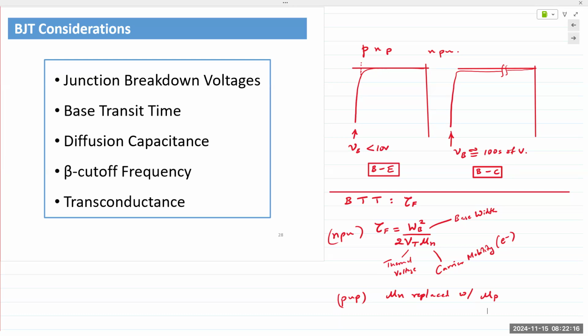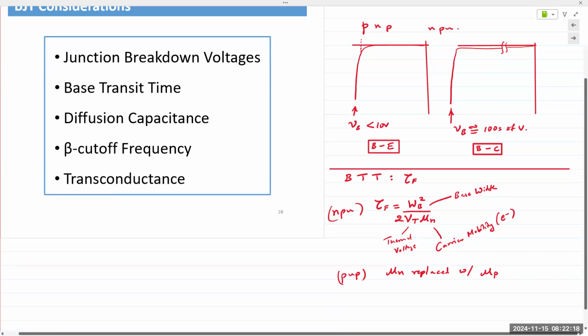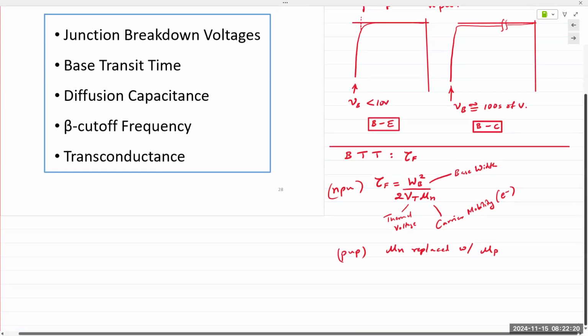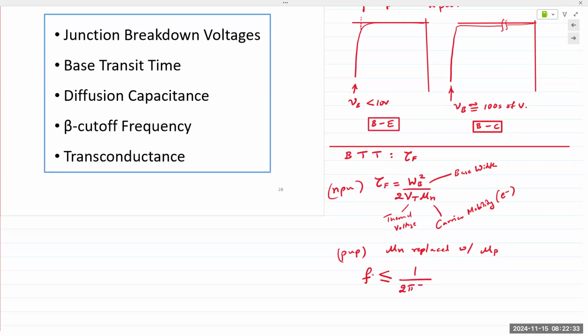And that places an upper limit on the operation frequency, which can be given by this equation: f equals one over 2 pi tau.